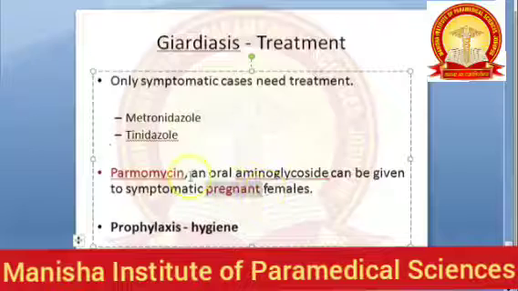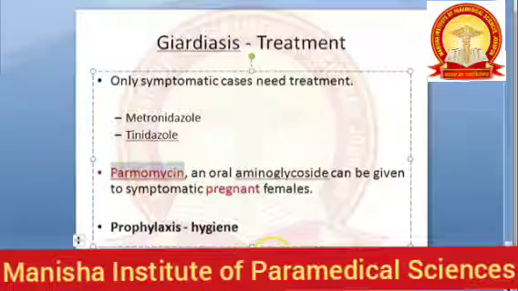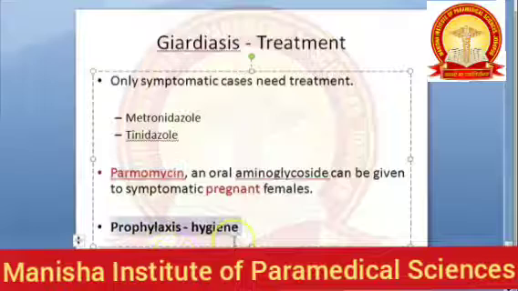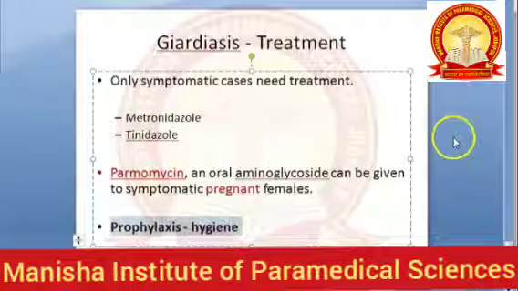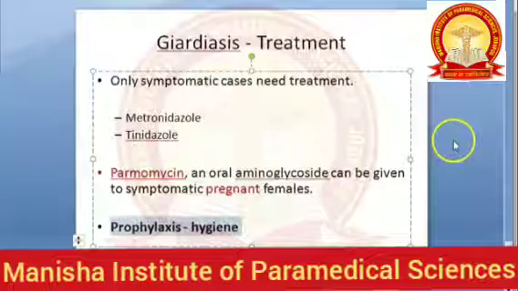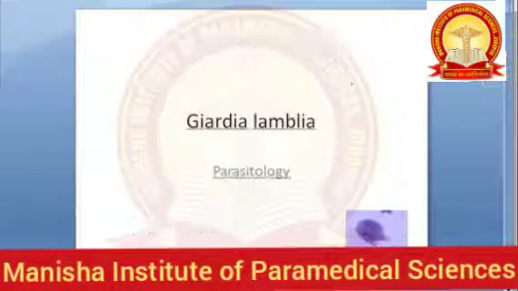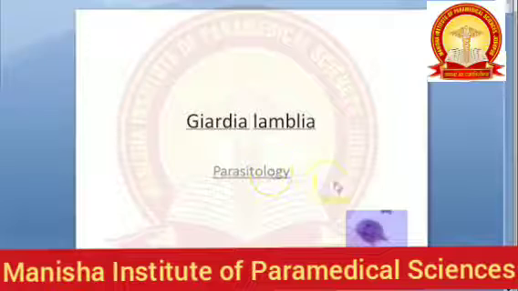If the person is pregnant, you can give paromomycin, okay, which is an oral aminoglycoside. You can give paromomycin, okay. Prophylaxis, that means prevention. How will you prevent? By maintaining hygiene, okay. So we are done with Giardia lamblia.